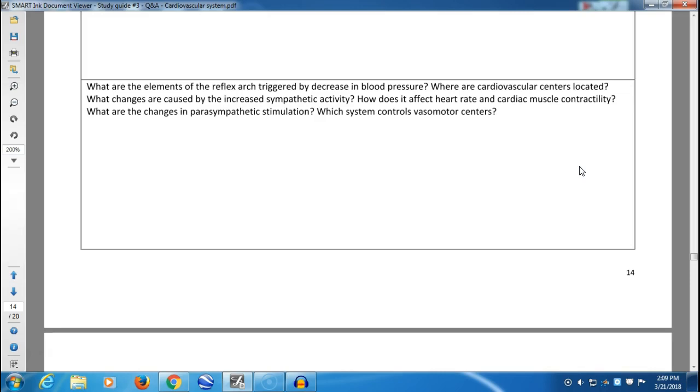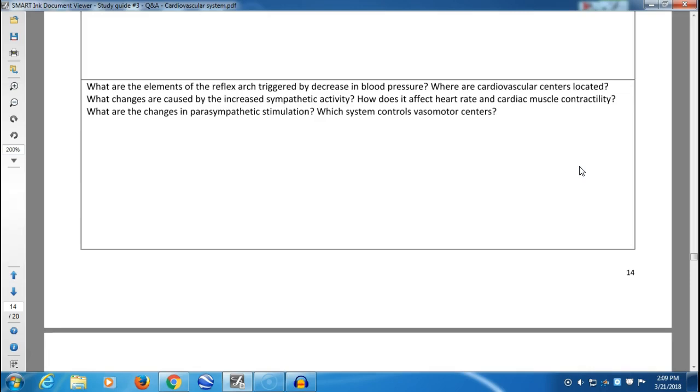Cardioacceleratory and vasomotor, which branch of the ANS controls them? Sympathetic. Cardioinhibitory, parasympathetic. So, cardioacceleratory center, what does it do? Increases heart rate and contractility. Cardioinhibitory center, what does it do? Decreases the heart rate. Vasomotor center, what does it do?